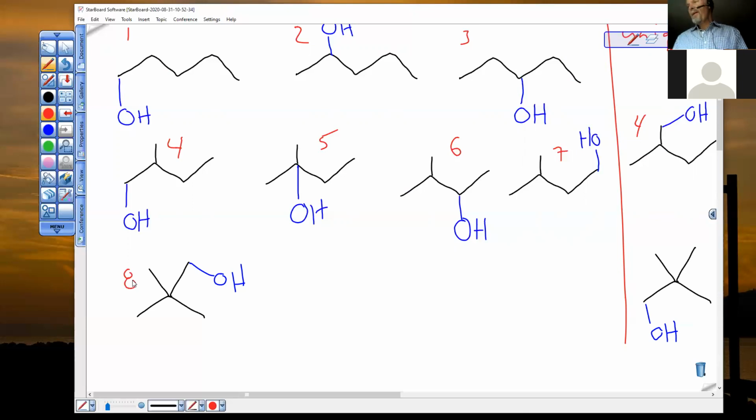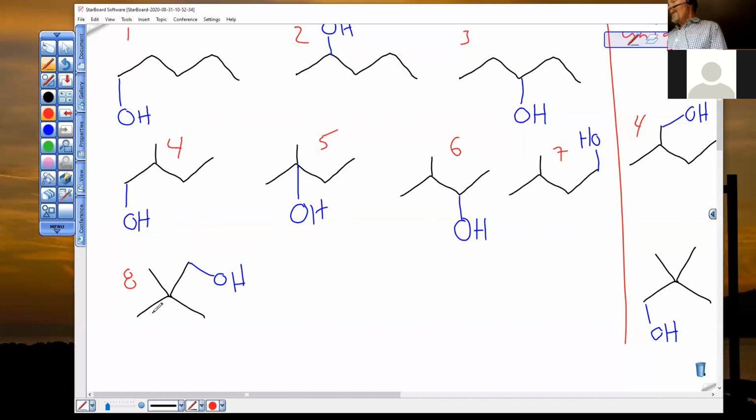So I think we have all the alcohols. We have 5 in a row. And we have 4 in a row with a branch off the second, which is the same as a branch off the third. Don't do both. Then we have 3 in a row.